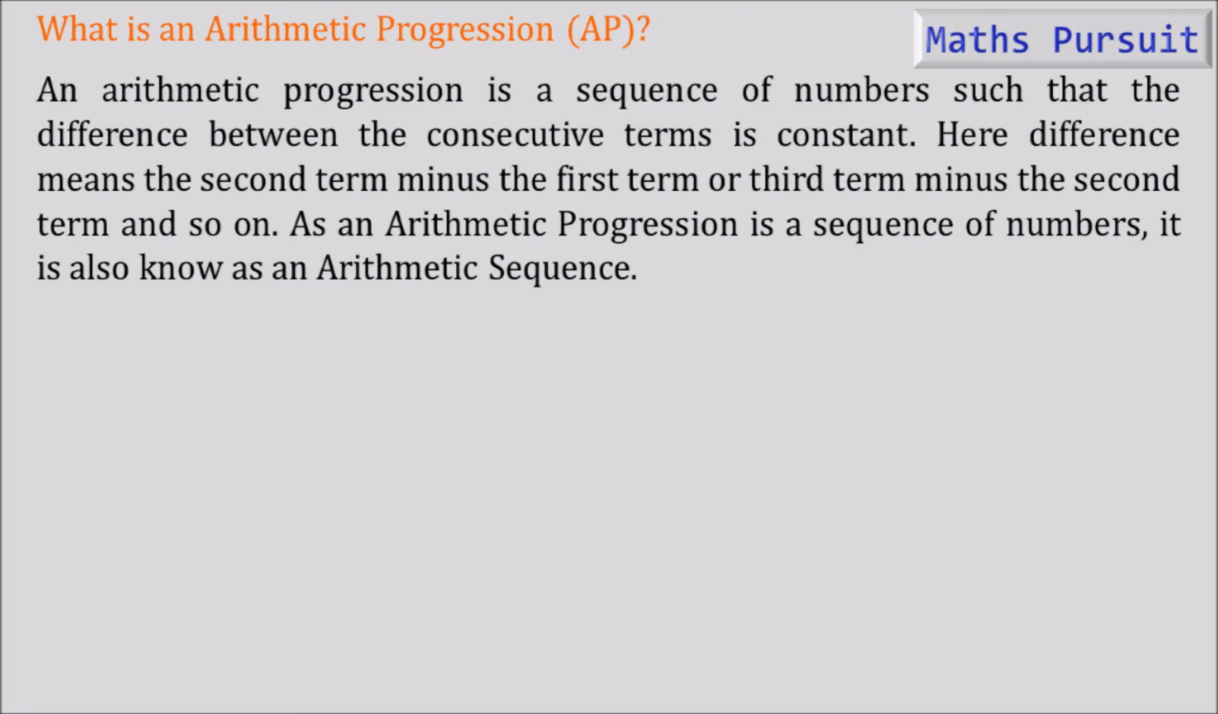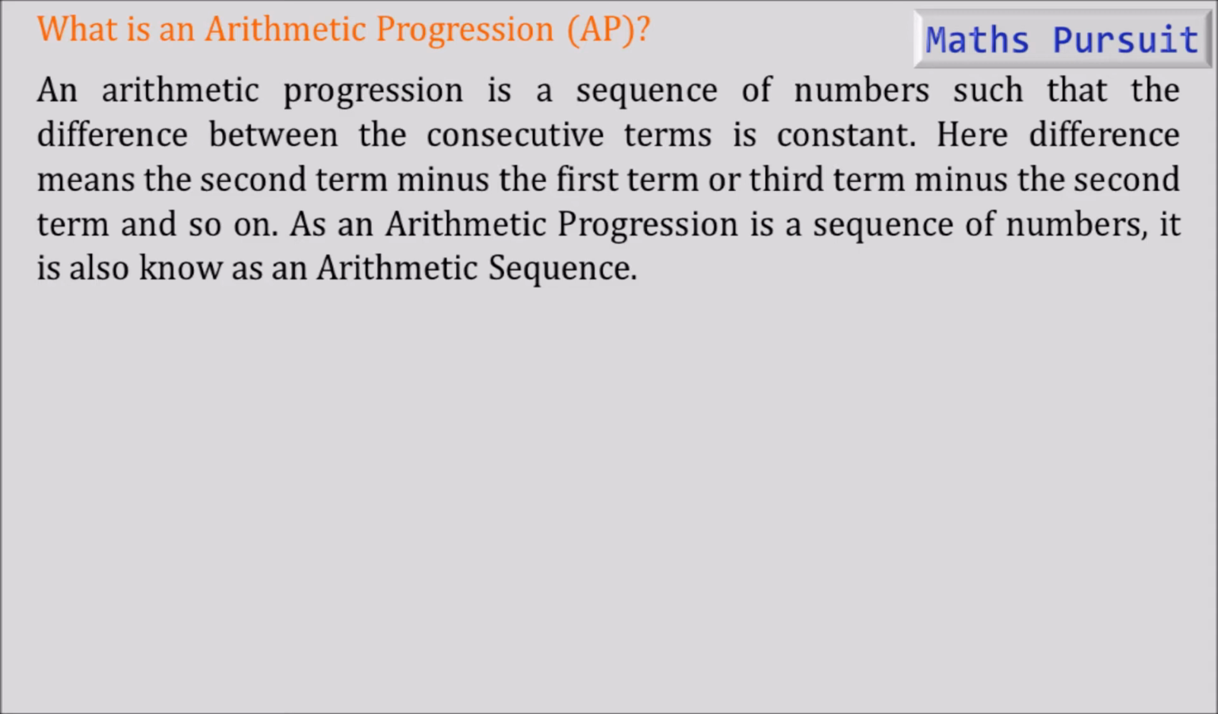An arithmetic progression is a sequence of numbers such that the difference between the consecutive terms is constant. Here difference means the second term minus the first term or third term minus the second term and so on. So from this definition what we could understand is that arithmetic progression just is a list of numbers, or a sequence of numbers, and the sequence should be in a form so that the consecutive difference is of a same number or is a constant.